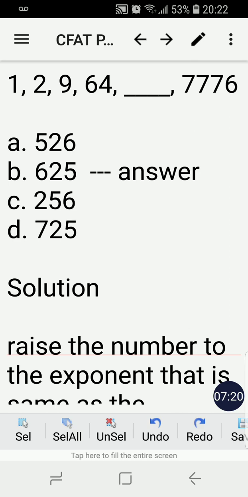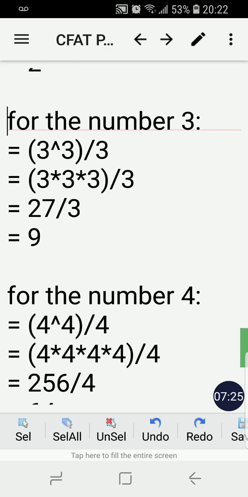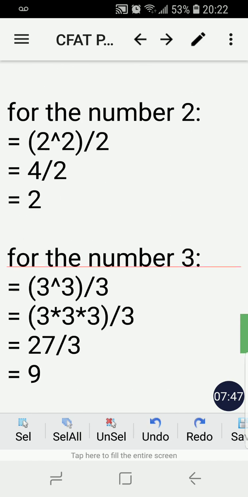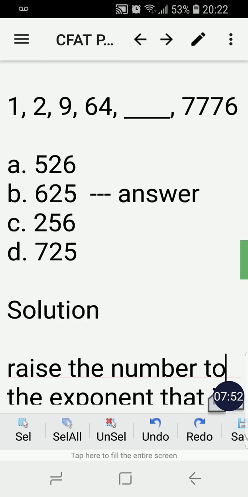Next number in the sequence is 9. How did we get 9? It's for the number 3. 3 raised to 3 divided by 3. 3 raised to 3, or 3 cubed, is equal to 3 times 3 times 3, which is 27, divided by 3 is equal to 9. That's the next number in the sequence, 9.